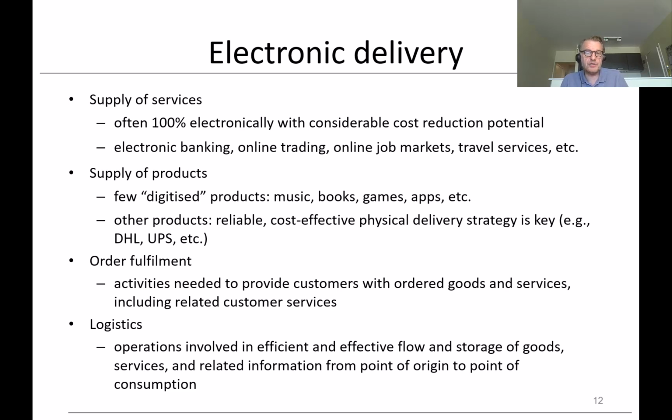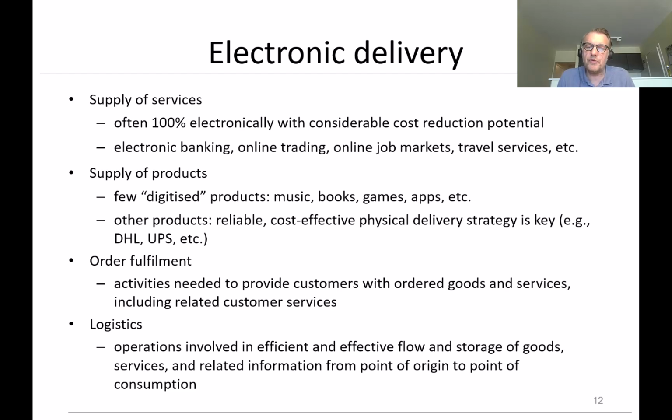Nowadays, all of us are doing electronic banking. How long has it been since you visited your bank physically? Probably a long time, right? Unless you need to ask for a mortgage or something like that, although you can also do that in the online world, but most often that will require a physical meeting. But most of our banking activities are electronic. Online trading, fully electronic. Online job markets, fully electronic. Travel services, boarding passes, fully electronic, right? All of these are examples of electronic services.